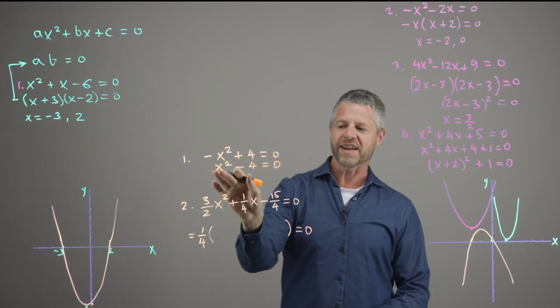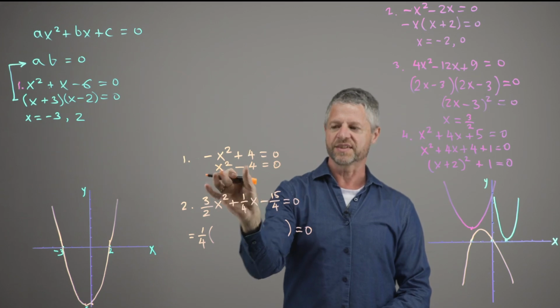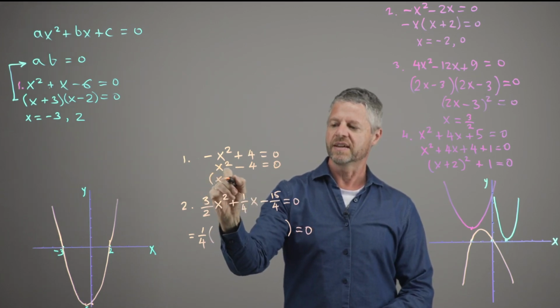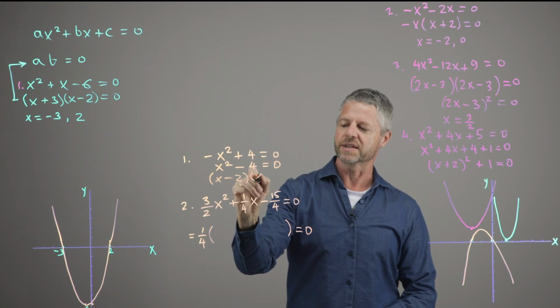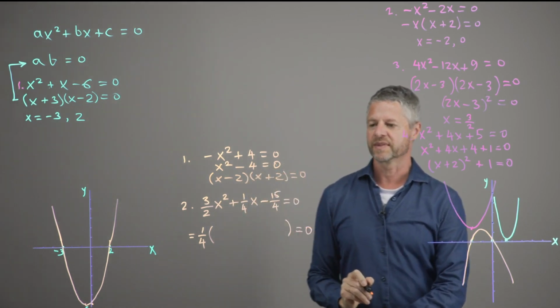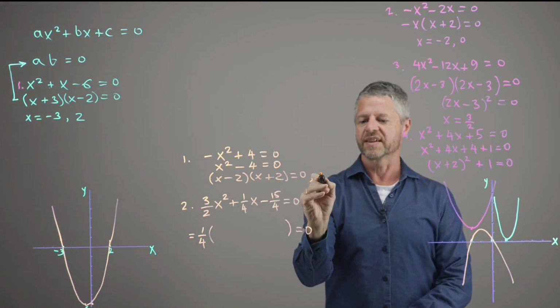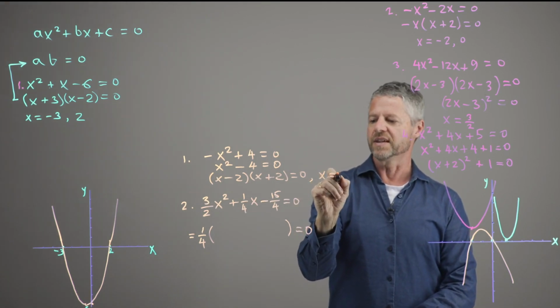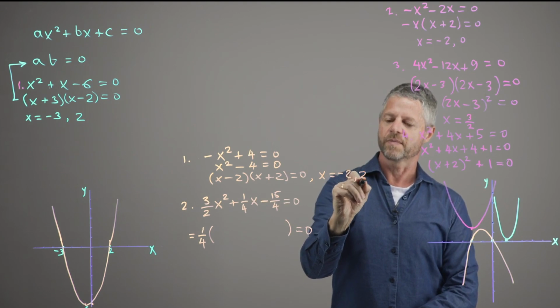And then now I recognize this as a difference of squares. So this is going to be x minus 2 times x plus 2 equals 0. And so x is either -2 or +2.